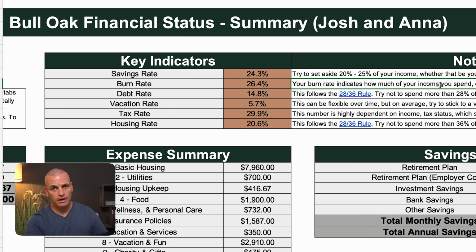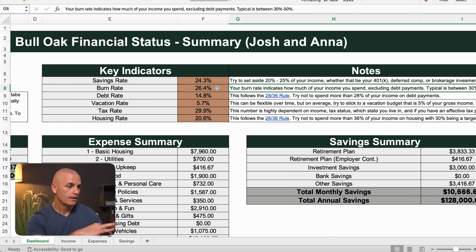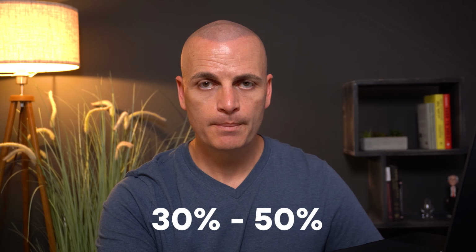So your mortgage is probably going to be your biggest debt payment here. We're not capturing that in your burn rate because we're capturing that in the next section, which is your debt rate. So for your burn rate, a typical burn rate is somewhere between 30 and 50%. It really depends upon your lifestyle. It depends on where you live. It depends on how you live. It also depends on your income.